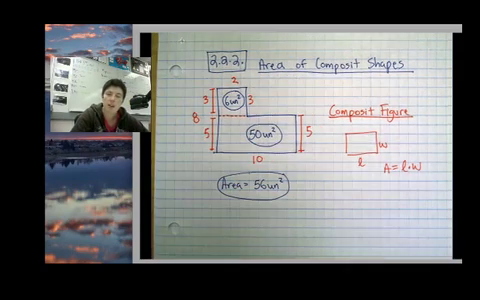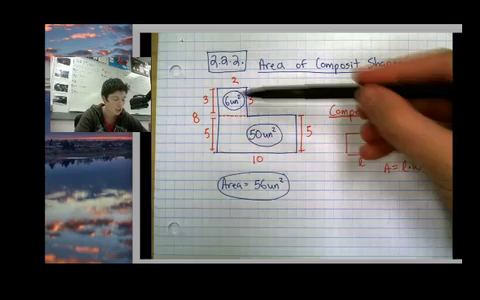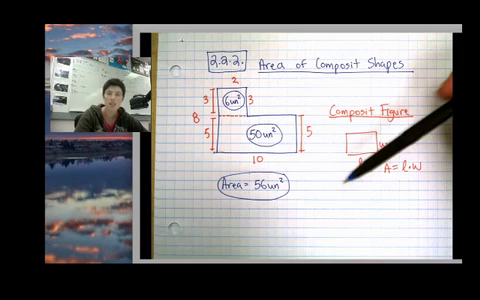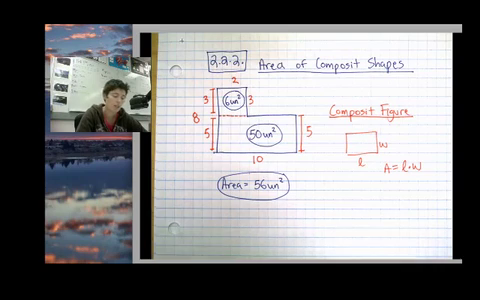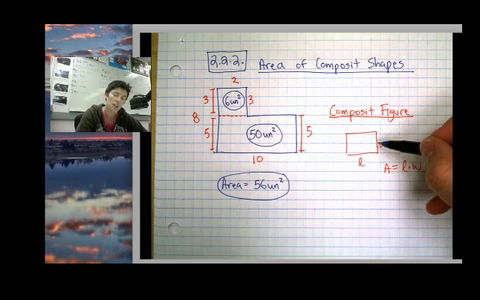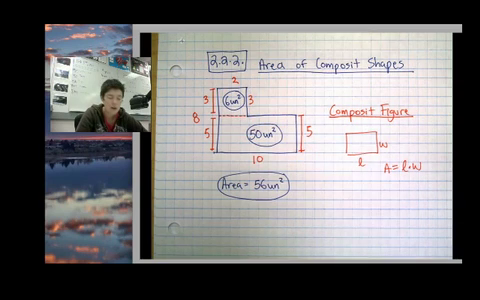And normally, anytime you're asked to find area of some odd-looking shape that doesn't really have a name, this is our strategy. We break it up into little shapes that we are familiar with, and we already know how to find the area, and it makes it easier for us.